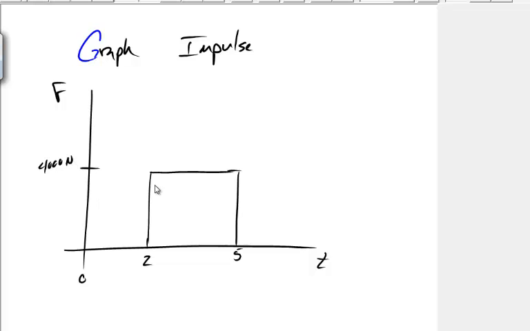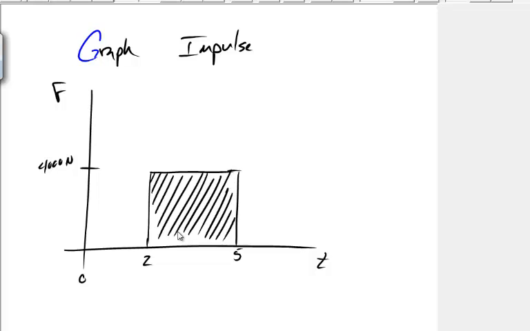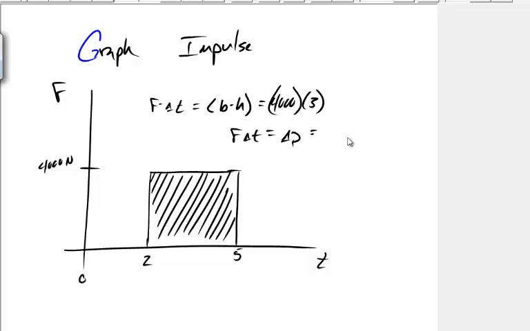All right. And so if we were to find the area of this, we would just have to do what, Mr. Sadler? Base times height. Yeah, just have to multiply. So the force times the change in time, or the base times the height, would be 4,000 times 3 seconds. And so the F delta T, or the change in momentum, would be 12,000 kilogram meters per second.